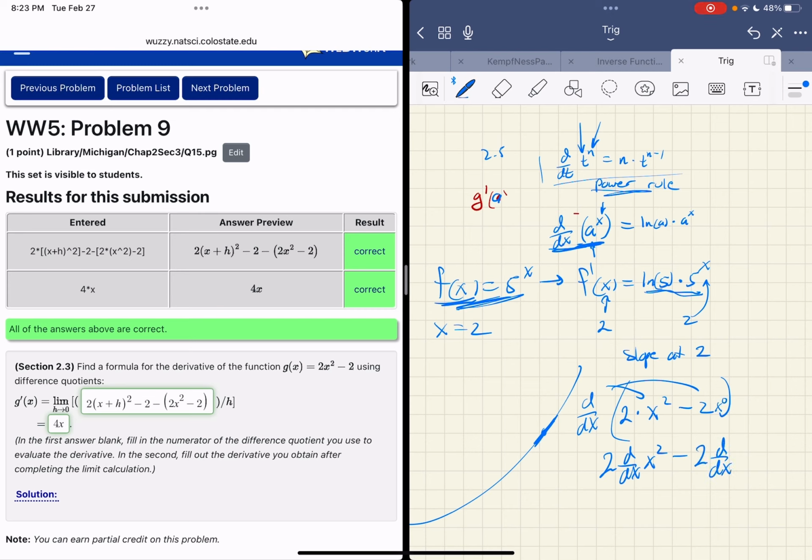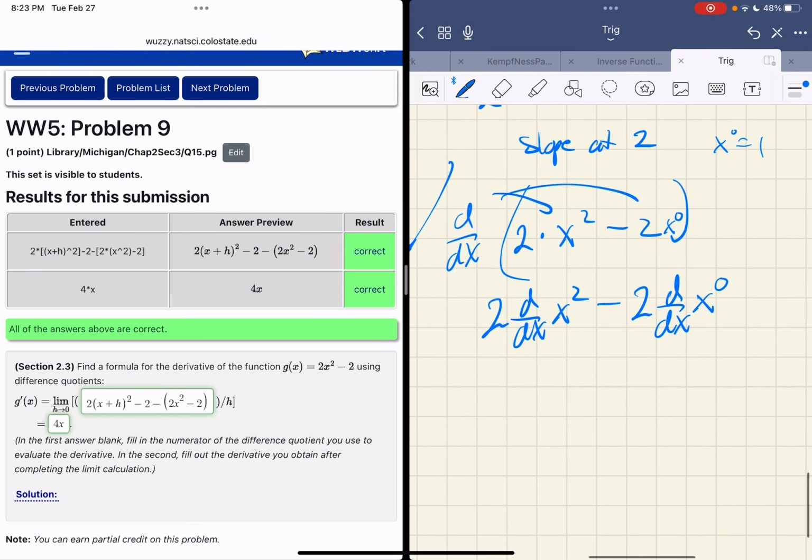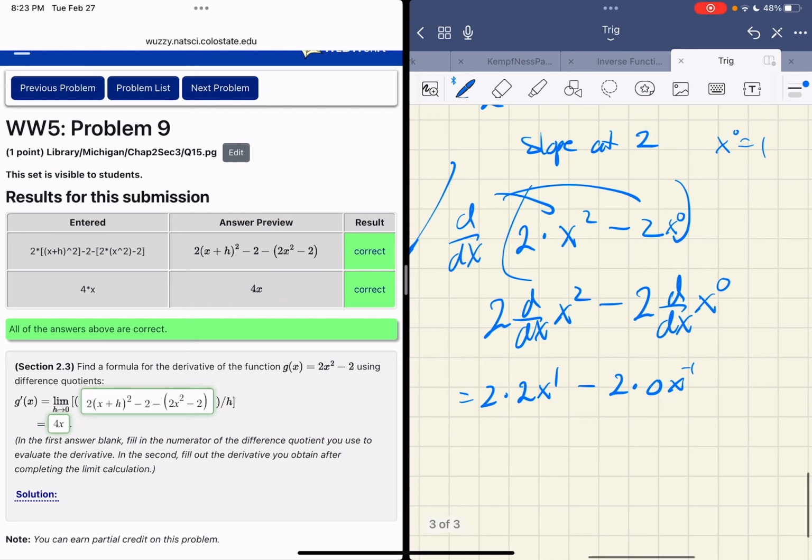And then here, I'll write this in a sneaky way. So I'll put an x to the 0 here, right? Because x to the 0 is 1. And so now what happens? All right, so this is equal to 2 times, and now we have 2x to the 1. There's the power rule in action. Minus 2 times 0x to the who cares? Okay, it would be negative 1, but who cares? Because there's a 0. This whole thing is gone, okay?